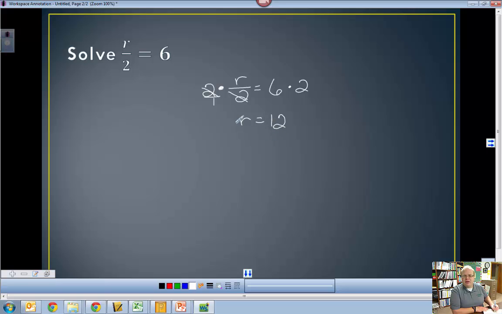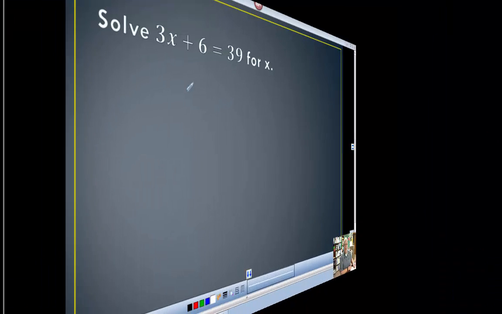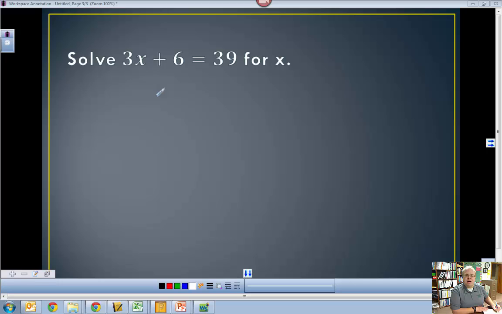So if you have a problem like this, you'll have a couple problems on your worksheet when you come into class that are pretty similar to what we just did. Alright, let's look at the next one. This one's a little bit more involved, so let's see what we got. I have 3x plus 6 equals 39.